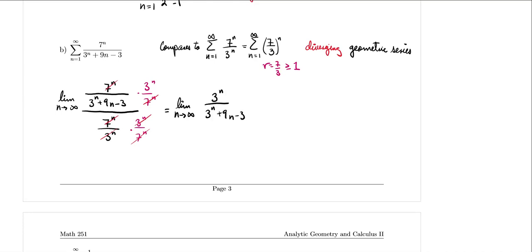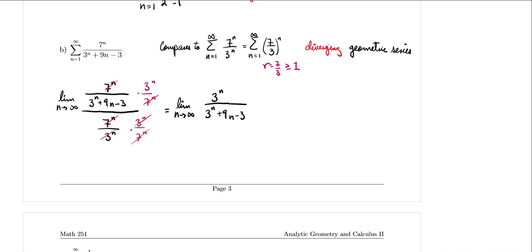The limit as n goes to infinity of 3 to the n divided by 3 to the n plus 9n minus 3. Okay, now for this one, again, if we evaluate the limit directly and let n get arbitrarily large, then we would have infinity over infinity, which is an indeterminate form, and we can use L'Hopital's rule. But I already used L'Hopital's rule in the previous example, so for this one, I'm going to show you a different approach. You might remember this approach whenever we were finding horizontal asymptotes.